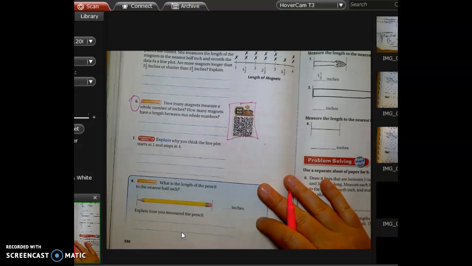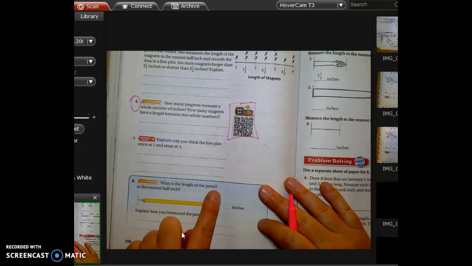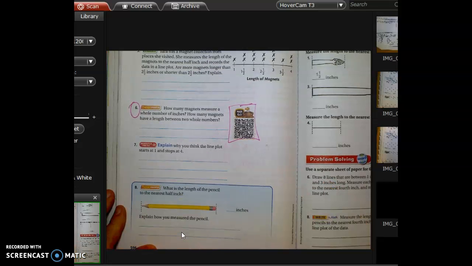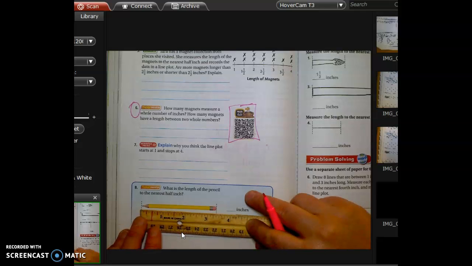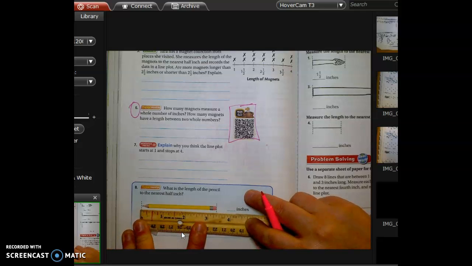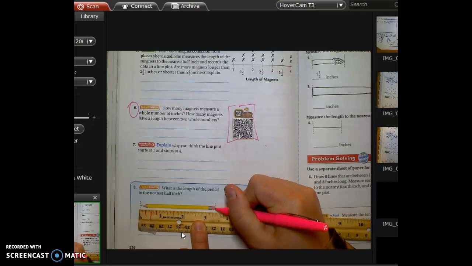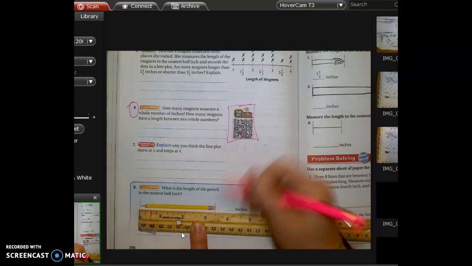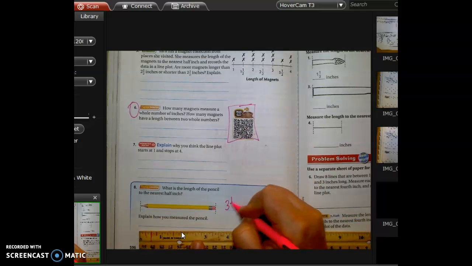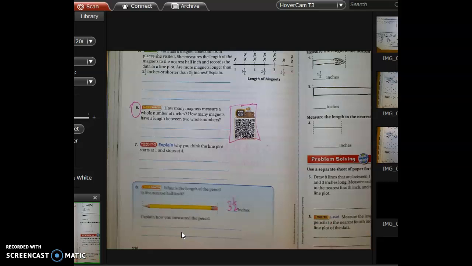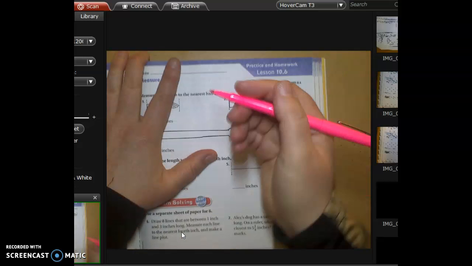Here, the blue box. Think smarter. What is the length of the pencil to the nearest 1/2 inch? They don't want to go to a 1/4, 1/2 inch. So we're going to line up the 0. And we're going to a 1/2 inch, and it's just about halfway past the 3. So we're going to call that 3 and 1/2. We're not going to worry about the explain part today. We're going to go right next door here to our practice and homework page.